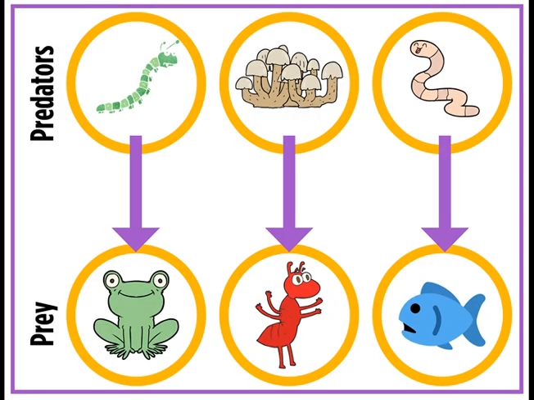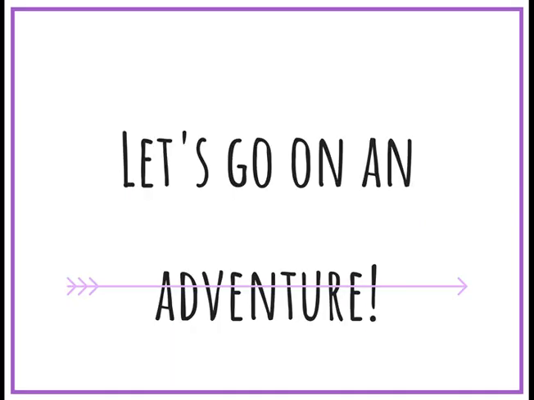Lily realizes that organisms across different ecosystems can have similar behaviors. The fungi is similar to the larva and the worm. These predators all take over the bodies of their prey. Now it's your turn to go on an adventure and be an entomologist.